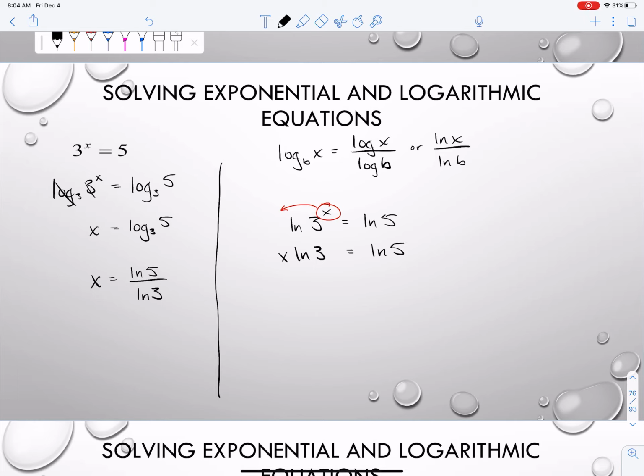Natural log of 3 and natural log of 5 are nothing more than real numbers. So this is, for all intents and purposes, just like having 3x equals 5, where I'm going to divide by 3 on both sides. Instead here, now I'm going to divide by a number that's natural log of 3, and it's going to be irrational. So when I divide both sides by the natural log of 3, I get natural log of 5 over natural log of 3. Hey, what do you know? We get the exact same answer.